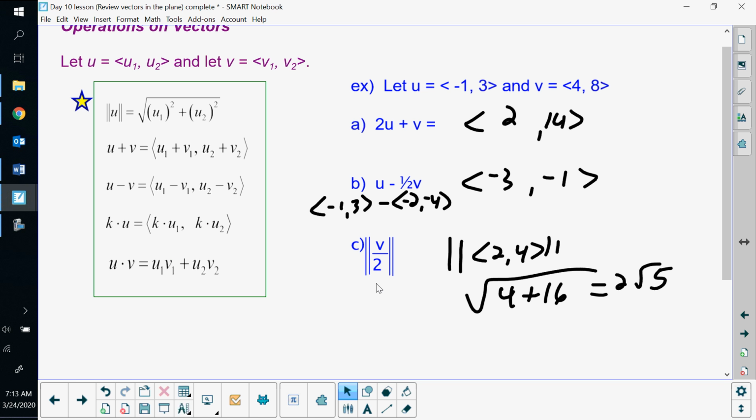And then this one says we're going to take half of the v first, which will give us 2 comma 4, and then we're going to find that magnitude. So we'll do the square root of the first part squared plus the second part squared, so that gives us the square root of 20, or in other words, 2 radical 5.